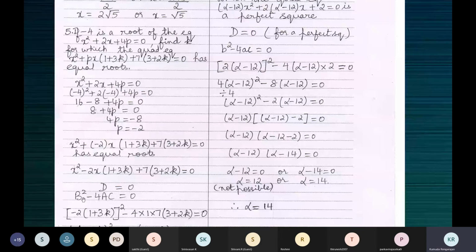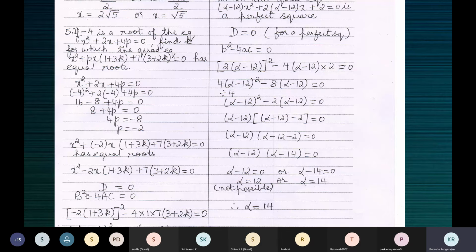B square, that means b is the coefficient of x. So remove, don't see the x term. Minus 2 into 1 plus 3k is the value of b. Minus 2 into 1 plus 3k. This is the value of b.